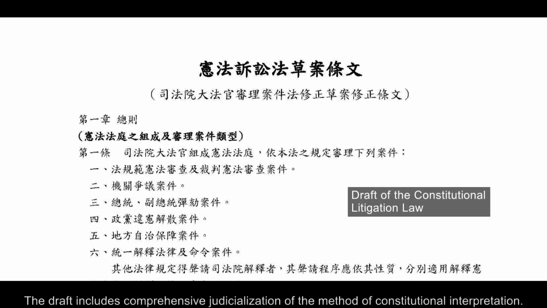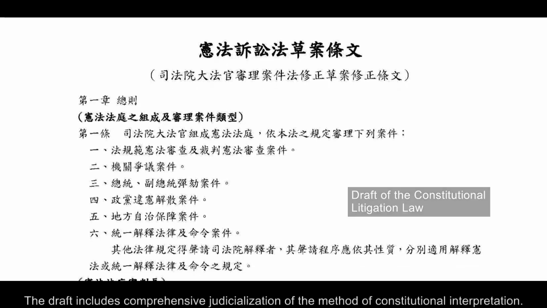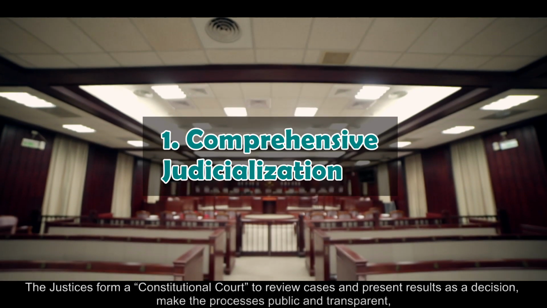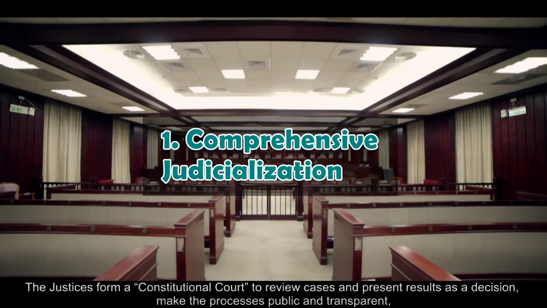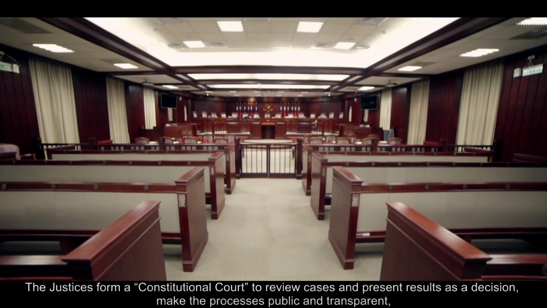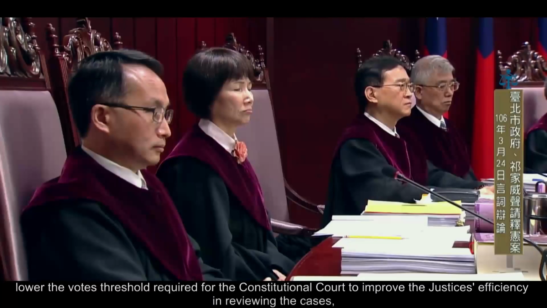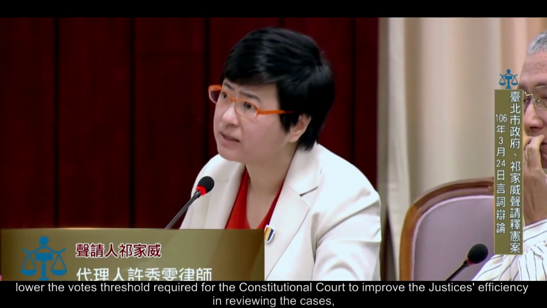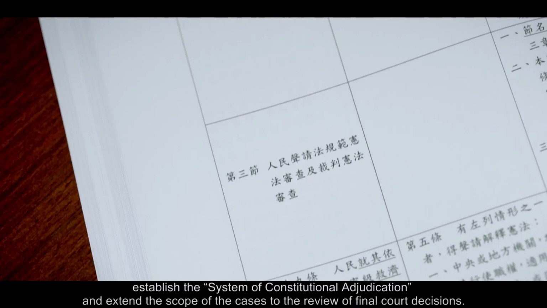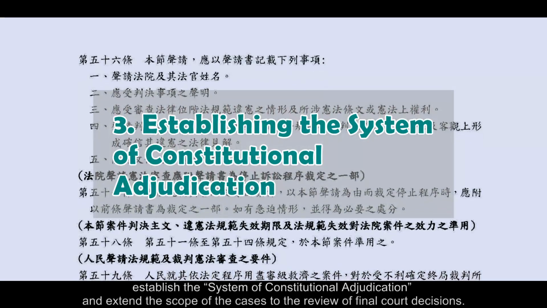The draft includes comprehensive judicialization of the method of constitutional interpretation. The justices form a constitutional court to review cases and present results as a decision. Make the processes public and transparent. Lower the votes threshold required for the Constitutional Court to improve the justices' efficiency in reviewing the cases. Establish the system of constitutional adjudication, and extend the scope of the cases to the review of final court decisions.